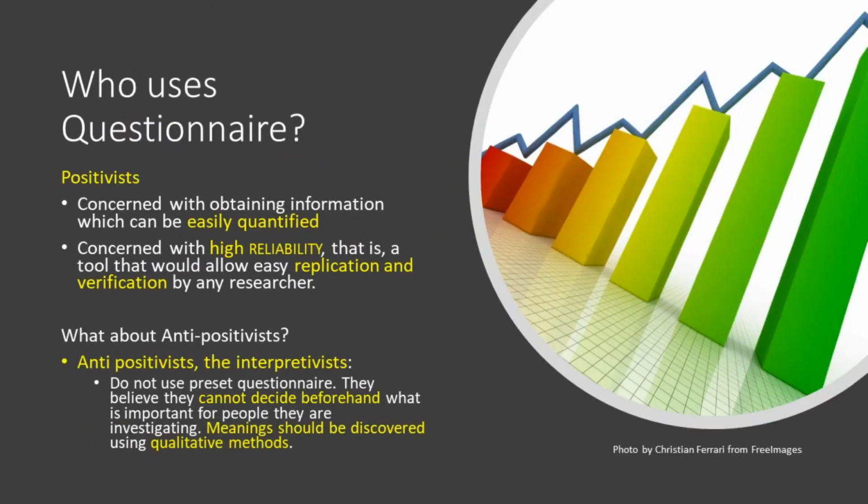It is also important to understand who prefers the use of questionnaires and why. You should be able to link the use of questionnaire to different approaches and preferred theories. You should understand that the use of questionnaire, a quantitative method, is linked more closely to the positivist. The positivists have a preference for information which can be easily quantified. They are also concerned with high reliability. That is a tool that would allow easy replication and verification by any researcher. We will talk about reliability more elaborately later in another lesson.